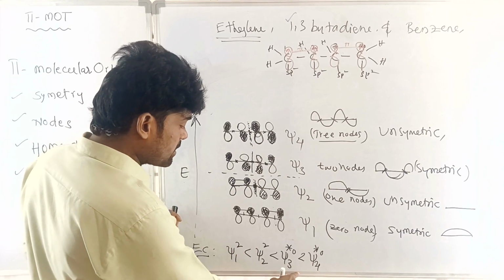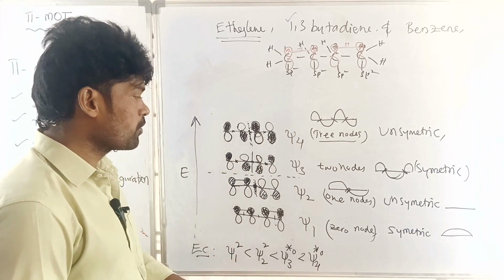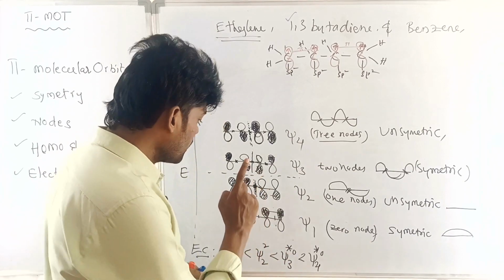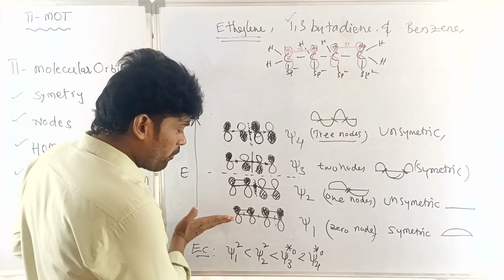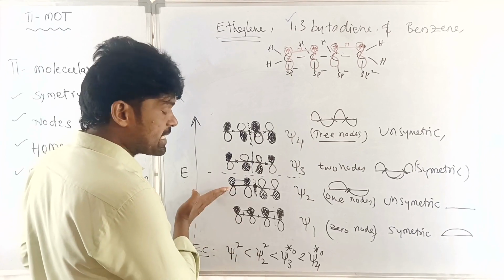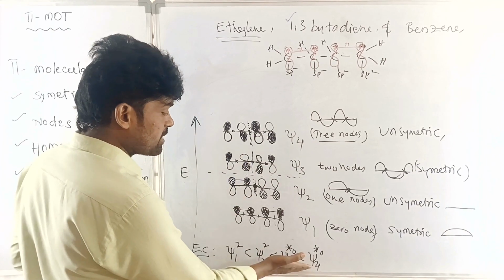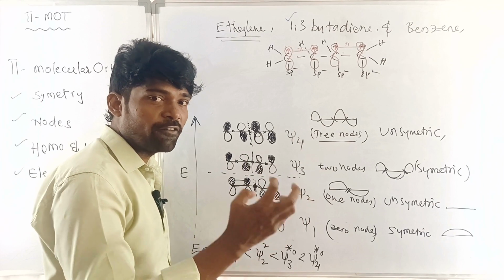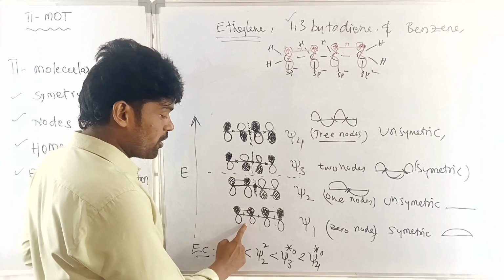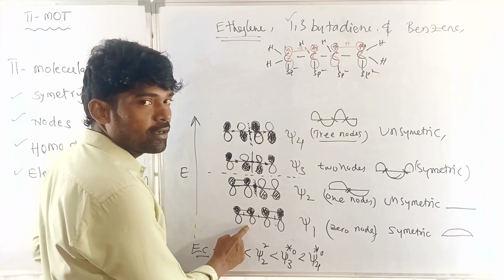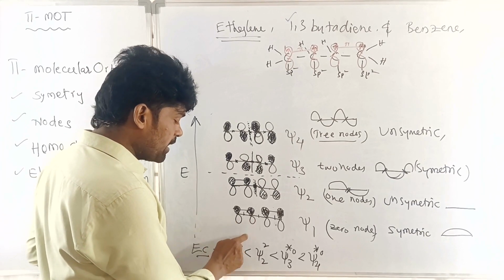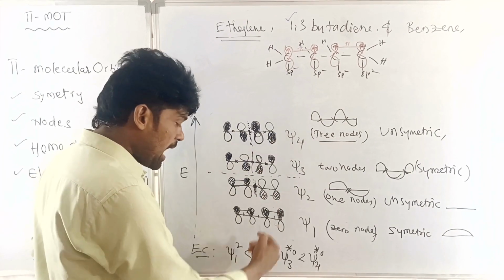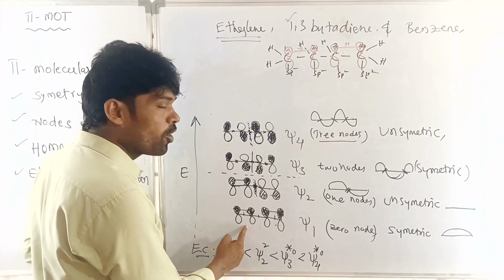Now, which orbital is HOMO, which orbital is LUMO? Let me explain. Listen carefully. Psi 1 is lowest energy. Psi 2 is the next energy level. Psi 3 is the next energy level. Psi 4 is the highest energy level. Fine. Now coming to the point of electrons. Psi 1 has electrons, meaning occupied. Lower energy but occupied with electrons. Psi 1 is lower in energy compared to the other 3 orbitals and it has electrons.